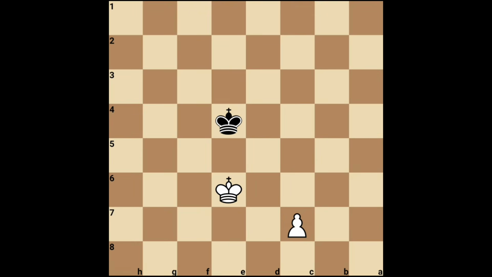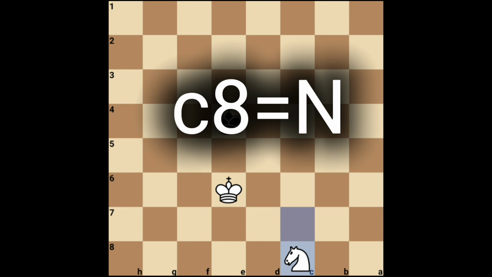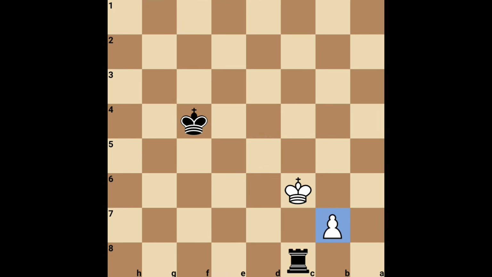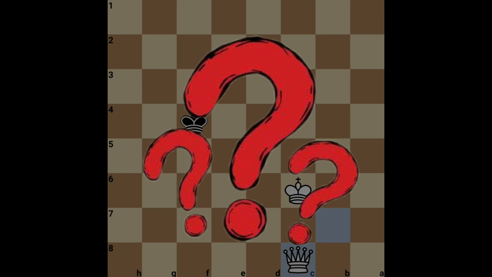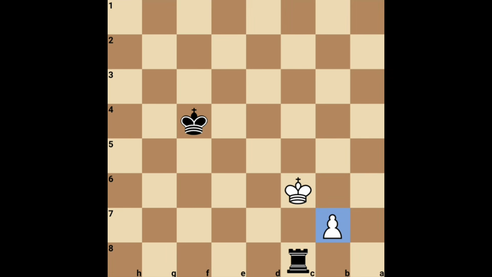Pause the video, and guess what happens if we promote to a knight? It's going to be written as C8 equals N, simple. But how do we indicate if the pawn is promoted by capturing something? In this case, we use the file the pawn originated from, and the rest is similar.